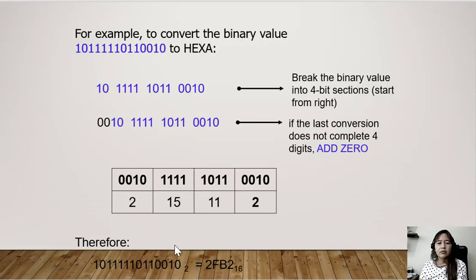2FB2. During the examination or any assessment for that matter, you have to make sure that your numbers 10 up to 15 are converted into their alphanumeric form. So it should be FB2 here, not 2, 15, 11, and 2.